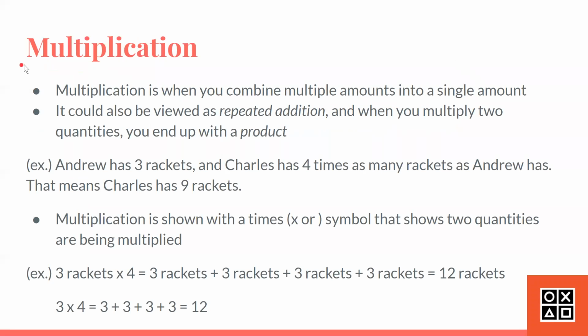Alrighty, next is multiplication. Multiplication is when you combine multiple amounts into a single amount. It can also be viewed as repeated addition, and when you multiply two quantities, you end up with a product. Here's an example. Andrew has 3 rackets, and Charles has 4 times as many rackets as Andrew has. Notice that in this sentence, times signals multiplication. That means that Charles has 9 rackets.